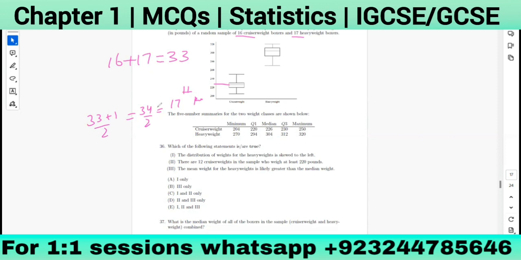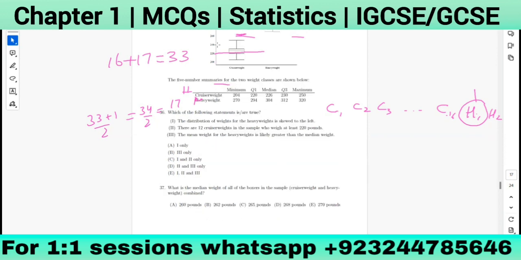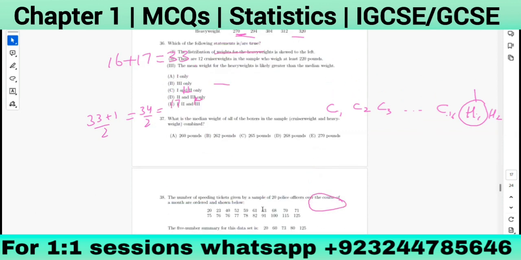Where would you find the 17th position? Because 16 are the cruiserweights, C1, C2, C3 up to 16 are cruiserweights. Then we have heavyweights H1, H2. So 16, 17. So this is the one which is giving us the median. So we have to find the median for H1, the first heavyweight, and it is less than 300 maybe, 270 or what? Let's see the options. Yes, it should be 270 because the maximum option we have is 270. It's less than 300 but not too less. So this is the correct answer.